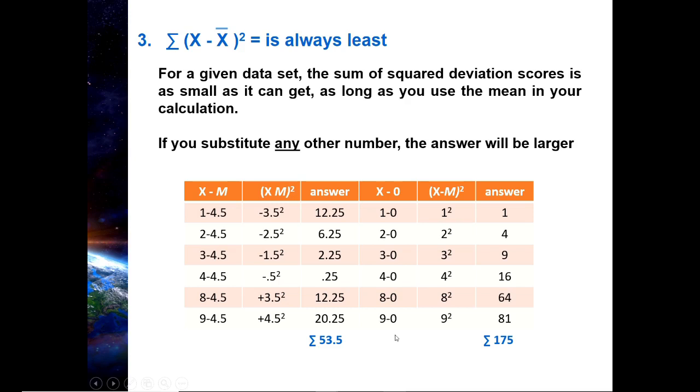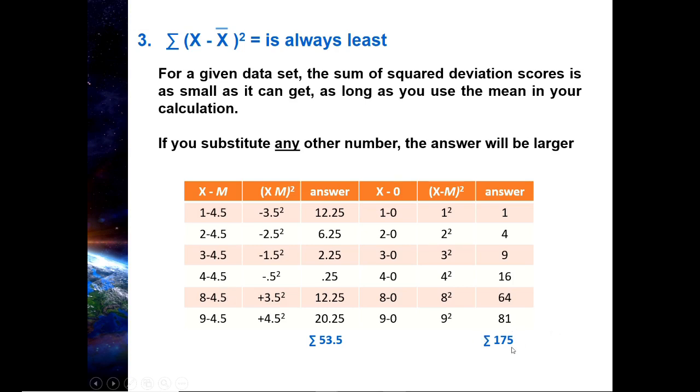Now, somebody could say, well, what if you put in a negative number? Or what if you did this? Or what if you did that? And my answer is going to be, it doesn't matter what number you put here. If you put 4.5, you're going to get the smallest sum that you possibly can get. Any other number, other than the true x bar, is going to give you a larger sum.